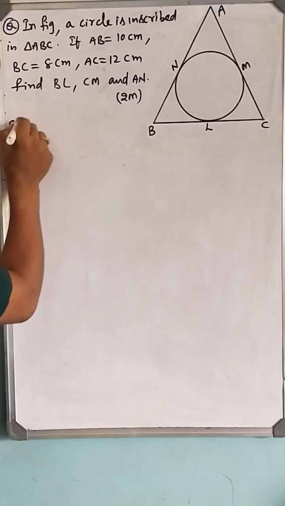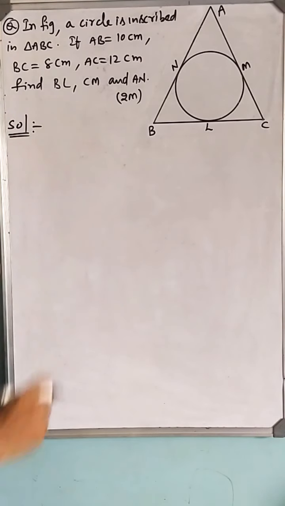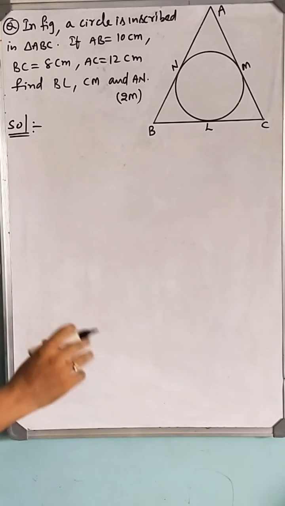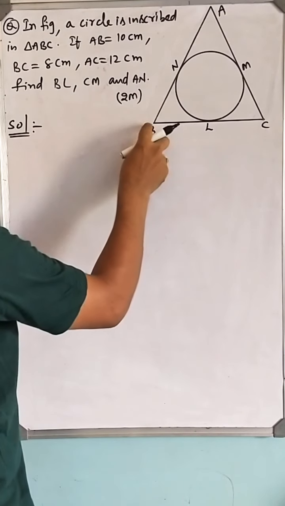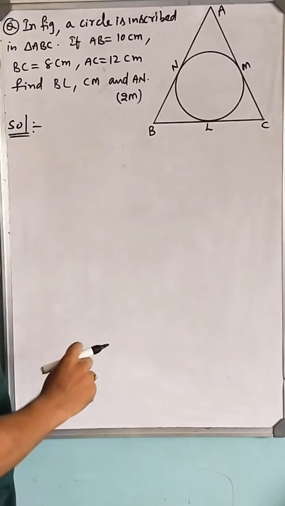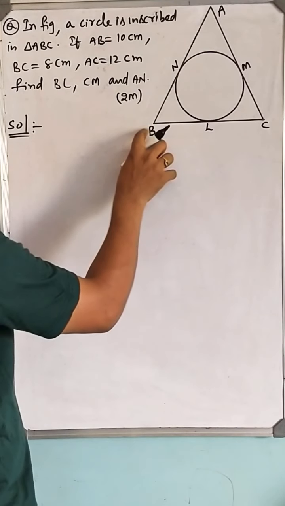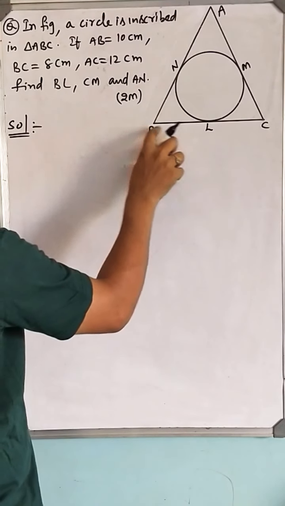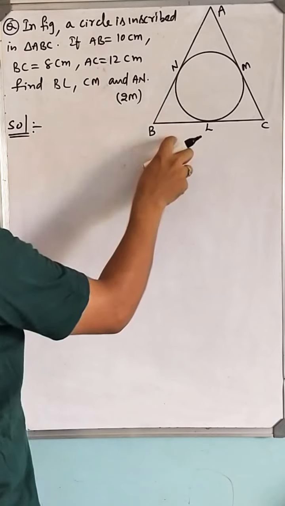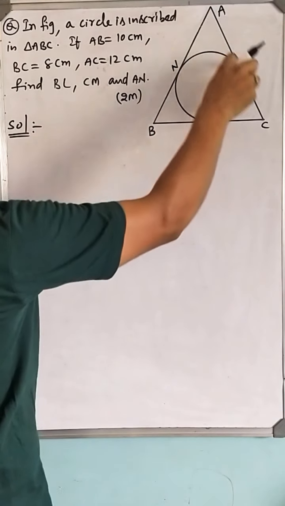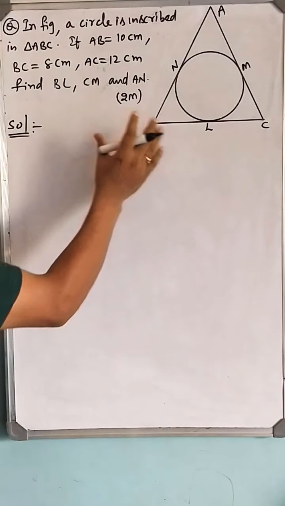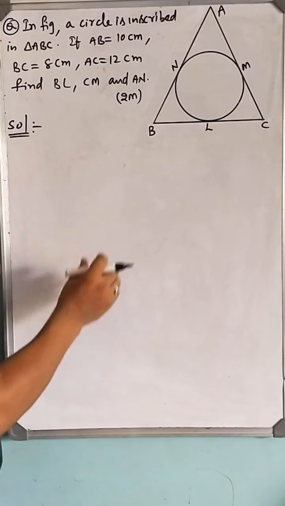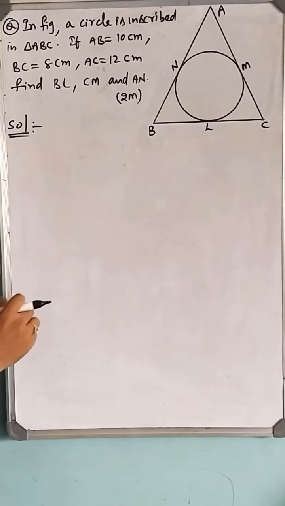Let us go for the solution. The only basic point we are going to use here is that the tangents drawn from an external point to a circle are equal. Here from external point B, the tangents drawn are BL and BN, these are equal. From A, AN and AM are equal. From C, CL and CM are equal. This is the only basic concept we are using here to solve this problem.